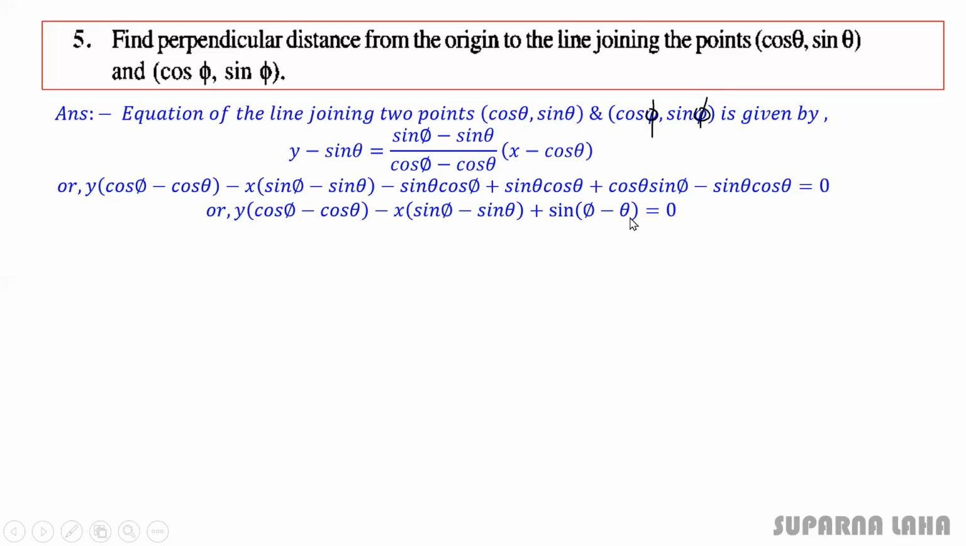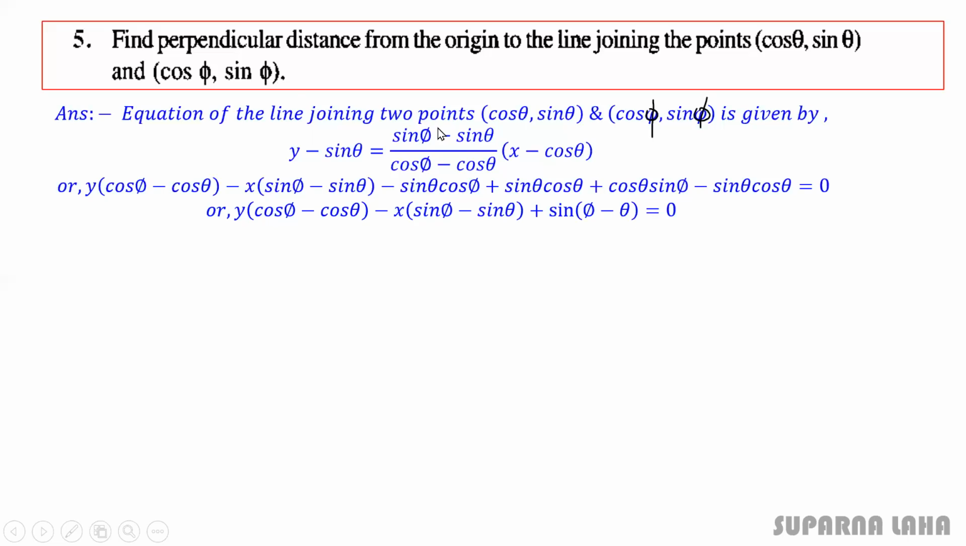sin(phi minus theta). What is the formula for sin(A minus B)? Sin A cos B minus cos A sin B. So that is sin phi cos theta minus sin theta cos phi, that is sin(phi minus theta). Okay, so this is the equation of the line.